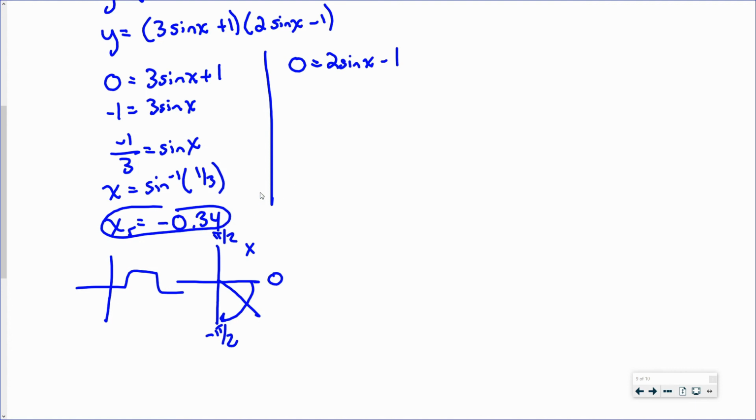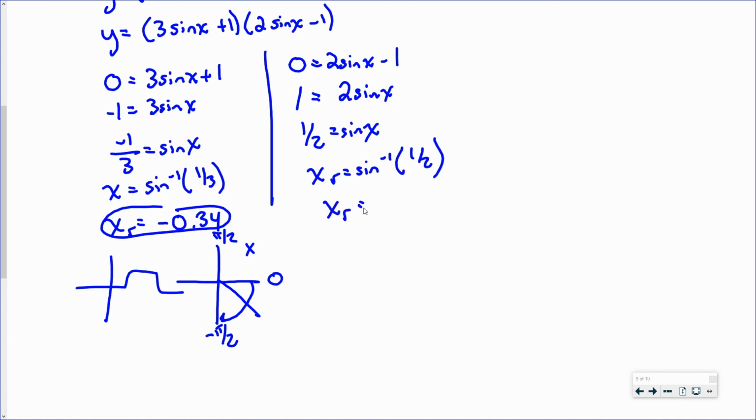Perfect. So there you have it. This one over here, move the 1 over to this side. Divide both sides by 2. Now, we know that there are places where sine x equals a half, so just go ahead and get your reference angle. It's optional to write that step, but it's always a good idea.